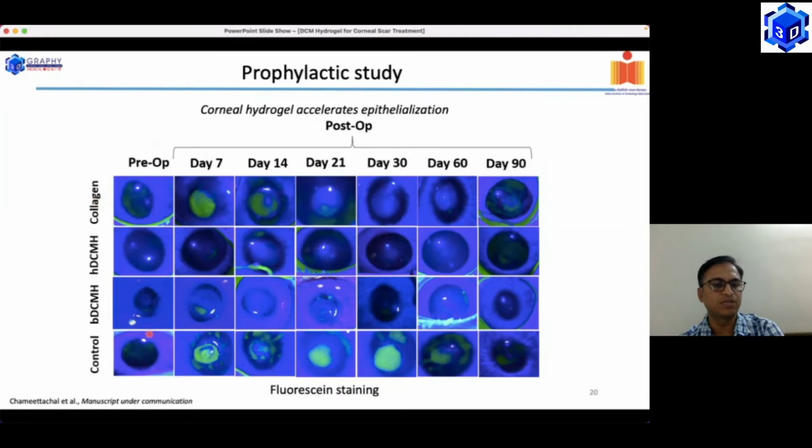If you see fluorescence stain, basically, if the epithelium is not reepithelialized or the epithelium is not grown properly, then fluorescence will stain that part. So in case of pre-op, very little staining because the epithelium is still present. And at the 7th day, if you see, in case of collagen and control, the epithelium is not grown properly. But in case of both hydrogels, the epithelium is almost fully grown. So that means the epithelium is almost done. And over a period of time, in other cases also, the epithelium is partially grown. But in case of hydrogel, mostly it is grown properly.